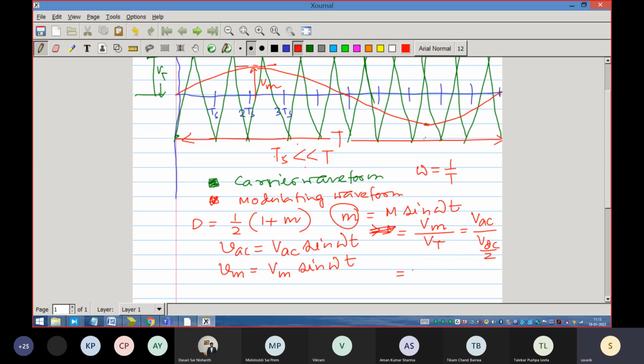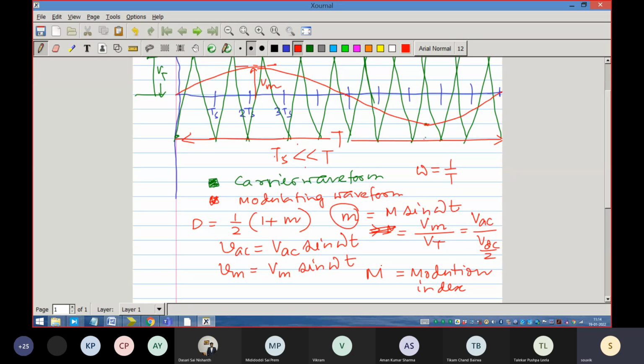M is called the modulation index. Small m is not called the modulation index. Capital M is called the modulation index, right? It is the ratio between the peak value of the AC voltage divided by half of the DC bus voltage. So this is what I told in the last class, that we will be doing this, and so you will be generating a continuously varying switching signal.